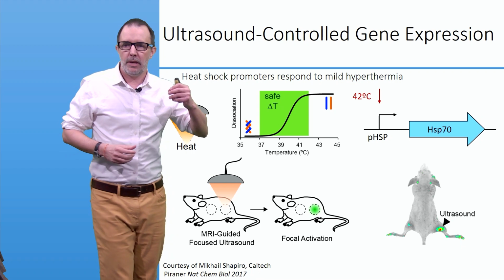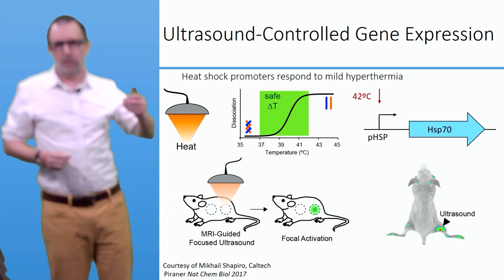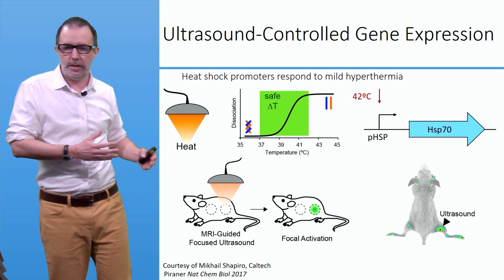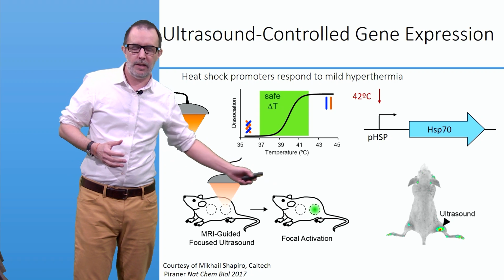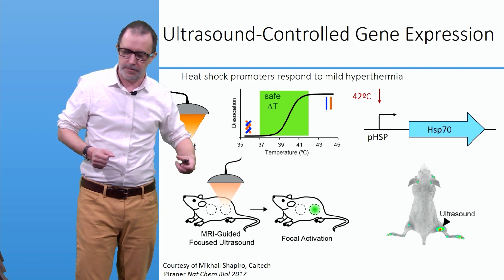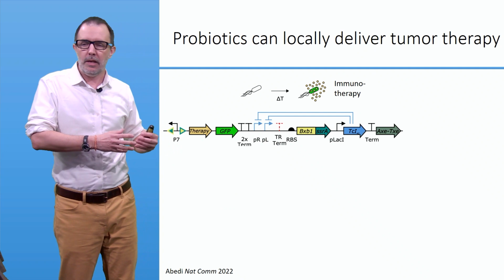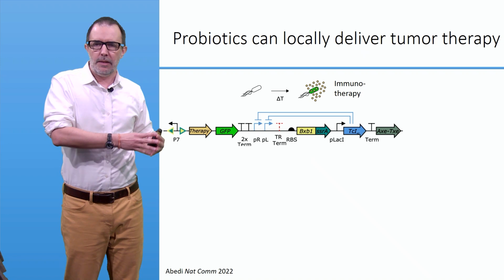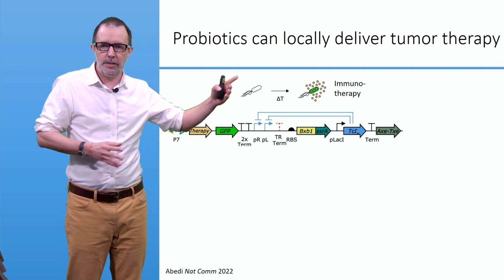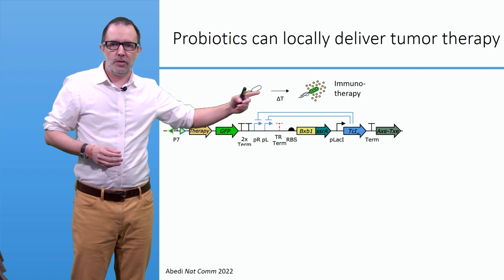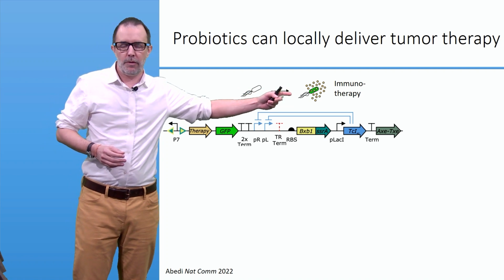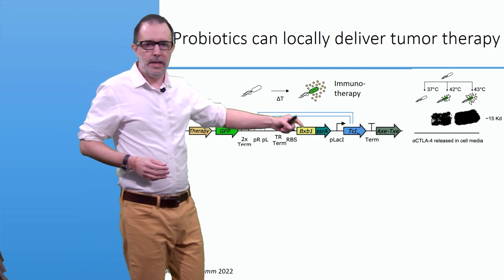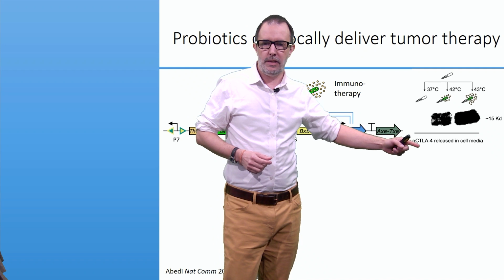Now, if you can construct a circuit that will be under the control of a heat shock promoter and you apply hyperthermia with ultrasound, well, you have a way to only locally trigger the expression of your transgene. And this has been applied to engineer probiotics that can locally deliver tumor therapy. So these bacteria were engineered to release immunotherapy only under hyperthermia conditions, in that case to release anti-CTLA-4.